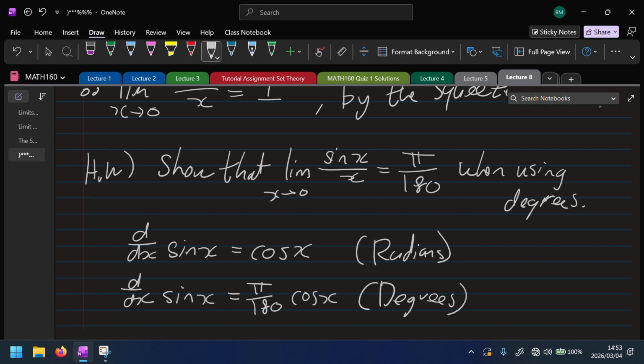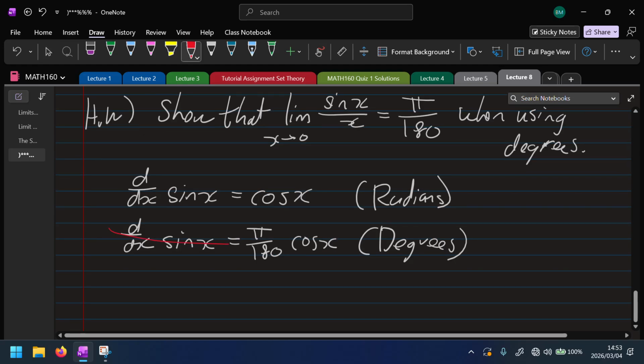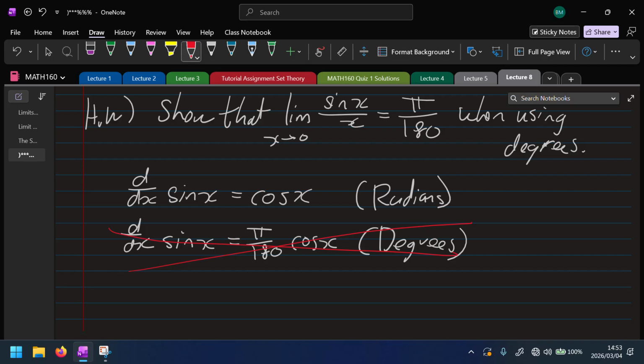Instead, we want to work with this very nice rule that the derivative of sine is cos. We can only use that nice equation if we use radians. If we use degrees, we get this ugly equation over here. We want to avoid that. So we don't want this ugly equation over here. We want the nice one, so we have to use radians. Now, what that means is from now on, from this section all the way to the end of this year and next year, we will only use radians.